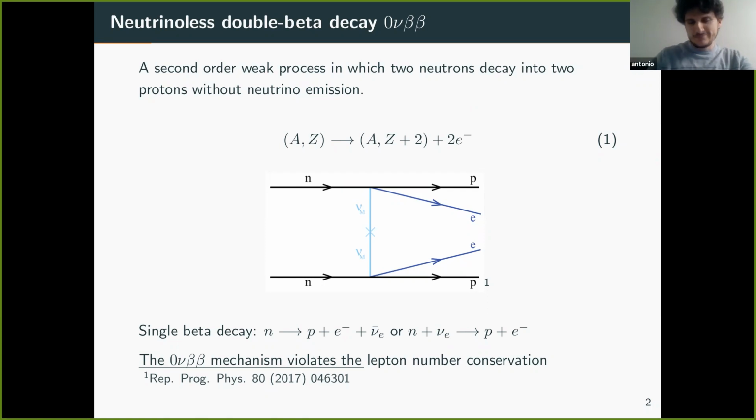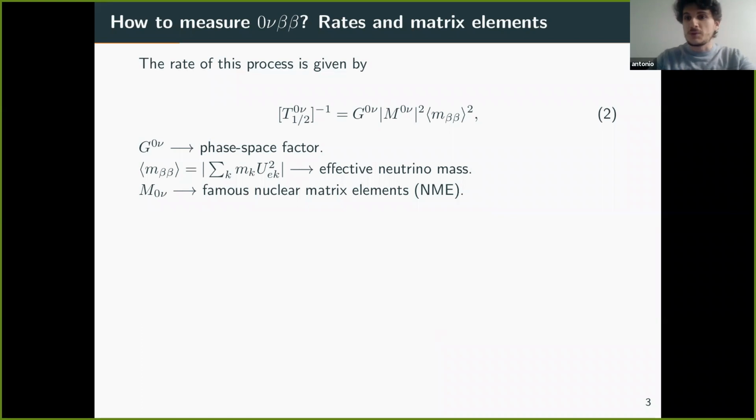But there are serious efforts to do this worldwide. But in order to measure this, they need some input from the theorists. And this is where we rise and shine. This is where they need us. So what experimentalists need, at least, is the rate of this process, which is related to the inverse of the half-life of the decay, which in a simplified picture can be seen as a product of three things.